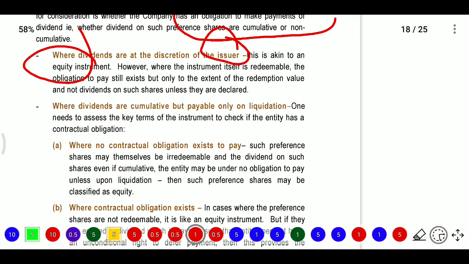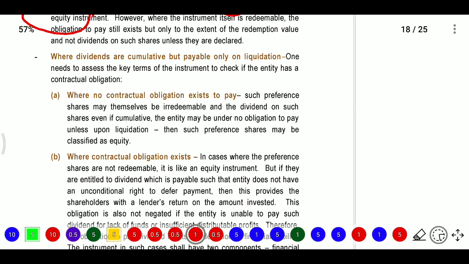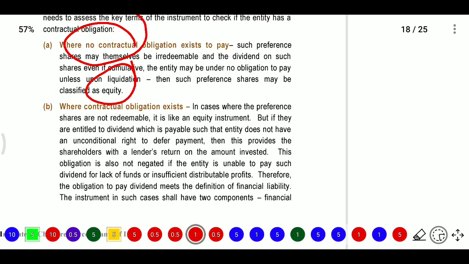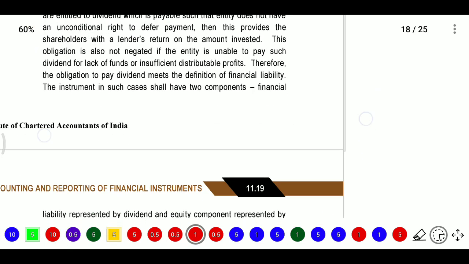When it has to be paid only at the time of liquidation, then we need to assess some contractual obligation. So now we do not have any contractual obligation because we are going in a normal way. We should not have any liquidation problems, we should not have any going concern problem, then it will be equity. And if the contractual obligation exists, means next year we do not have any contract, we need to close, we have a liquidation problem, then it will become the financial liability.